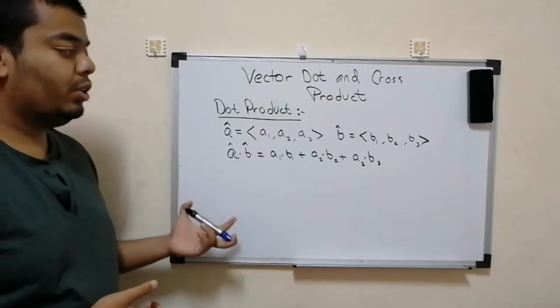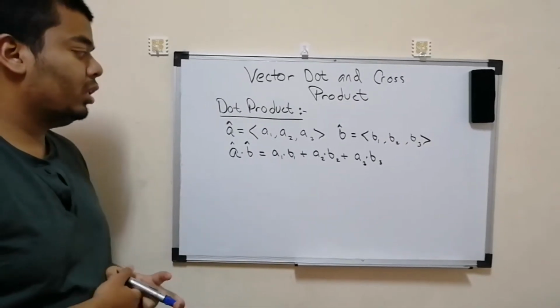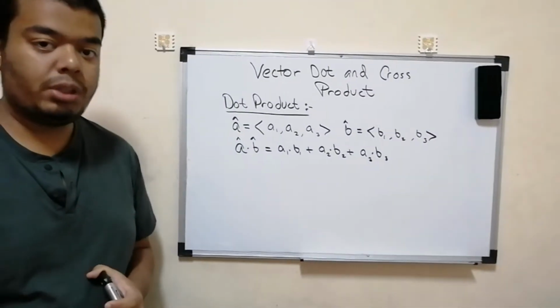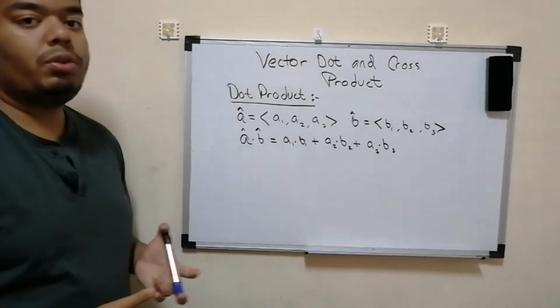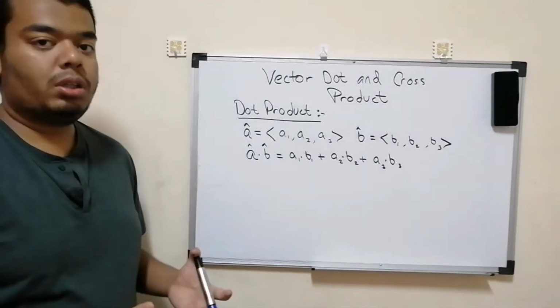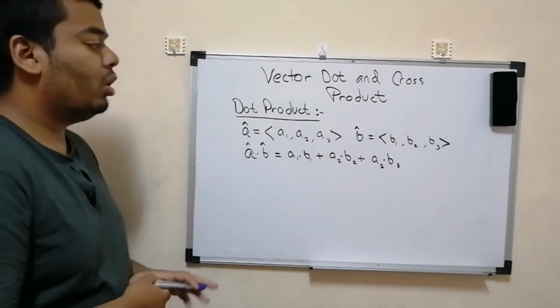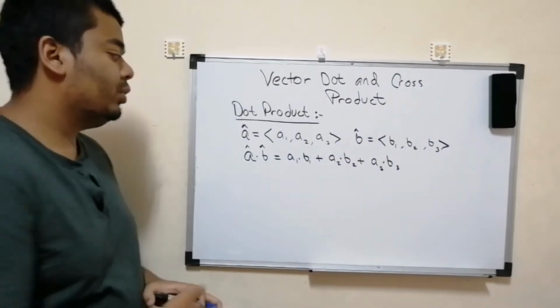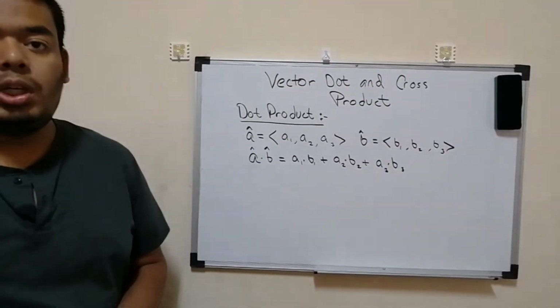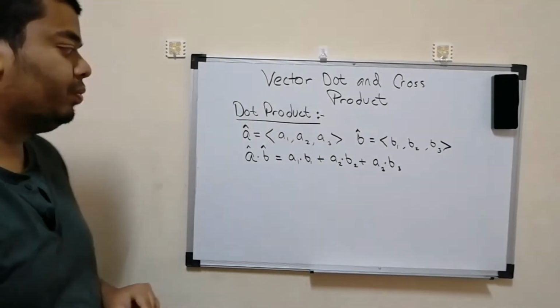Now, if you notice this, the dot product is possible for vectors with the same dimensions, and it will always give you a scalar product. The dot product will always give you a scalar value. As you can see, there is no direction involved here. It will always be a scalar value.